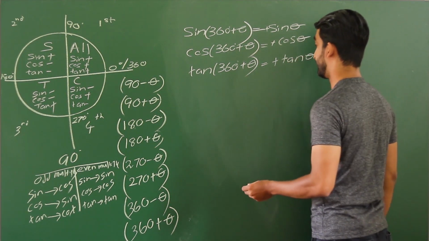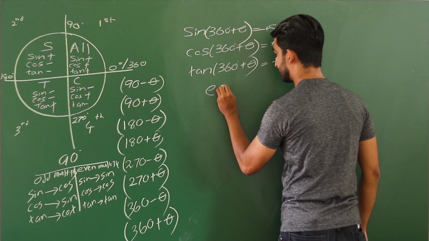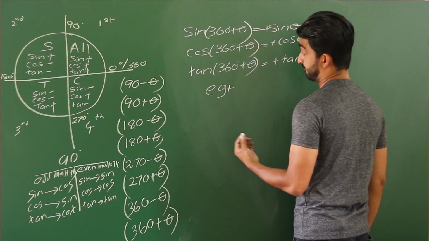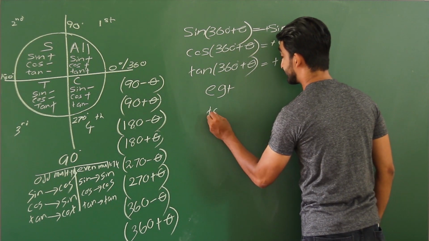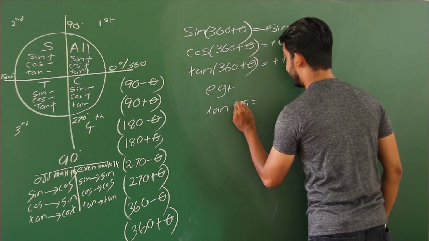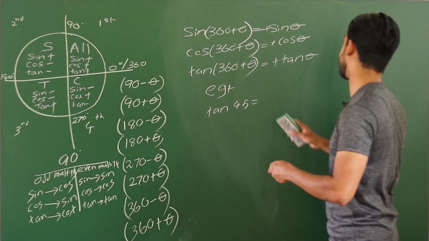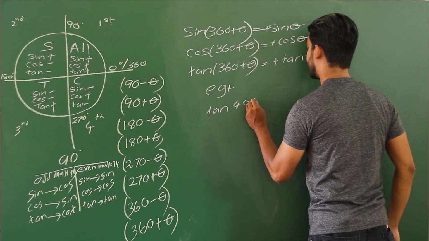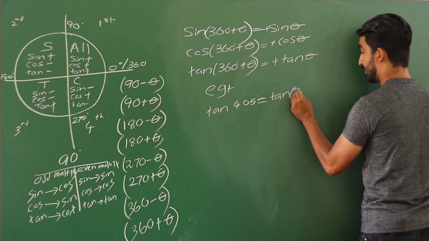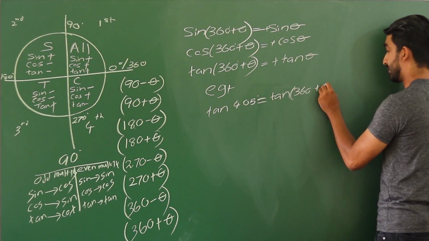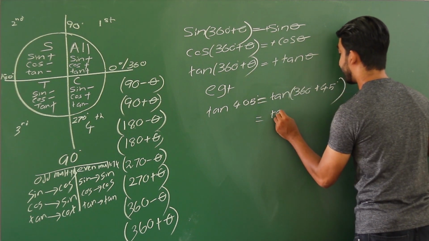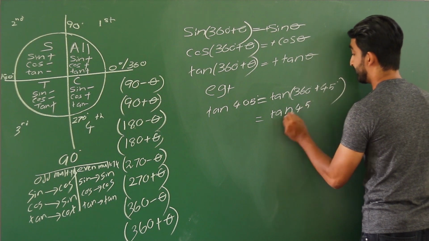Now let's say an example. Let's say tan 405 degrees, which is tan 360 plus 45 degrees, which is the same tan theta, which is tan 45 degrees. So the answer will be 1.